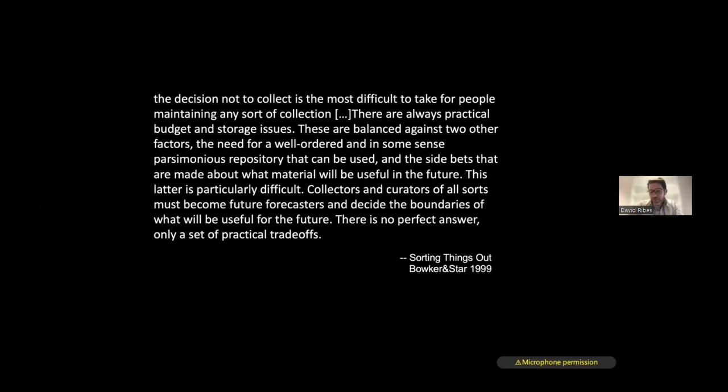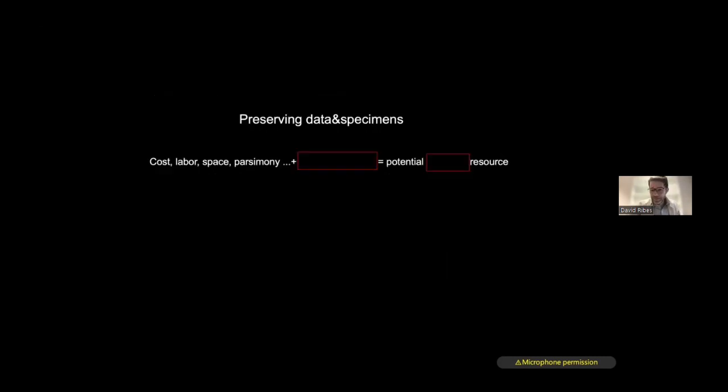What I'm going to do is continue the conversation in the same way. I'm going to turn this beautiful little paragraph into a horrible little equation, since everything's been equations. I don't think that Jeff and Lee would love that. Nevertheless, it's going to do work for me. Turning what they just said into an equation, it looks something like this. The question of preserving data and specimens is always a matter of cost, labor, space, the parsimony of the archive, the accessibility of it, weighed against its potential as resources, something that will be useful later in the future. This is really what they're saying in that paragraph.